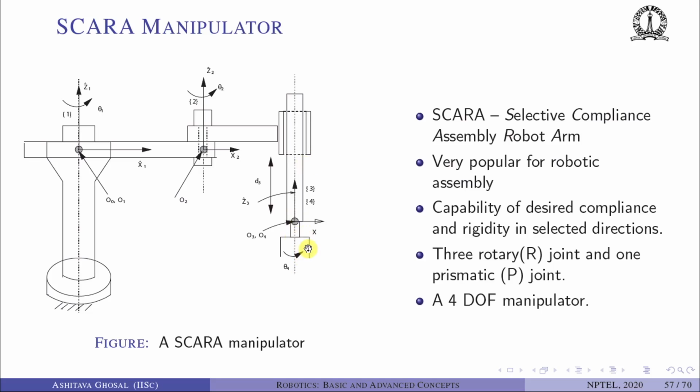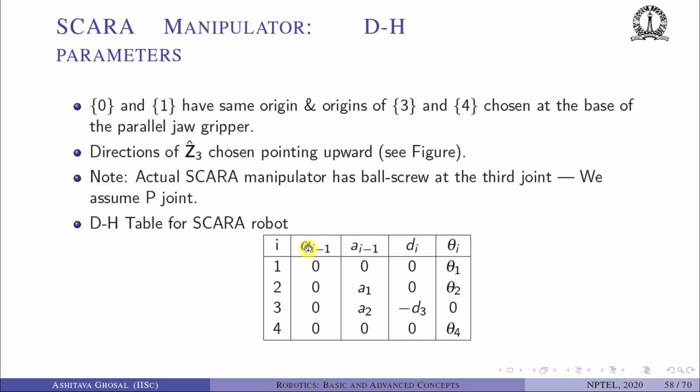The reason why we are saying Z3 and Z4 and all these things are chosen this way is because they determine the DH table. Oh, sorry, Z3 is chosen pointing upwards, not downwards. The actual Scara robot has a ball screw joint at the third joint. However, we assume that the third joint is a prismatic joint.